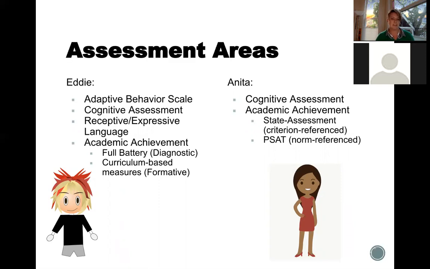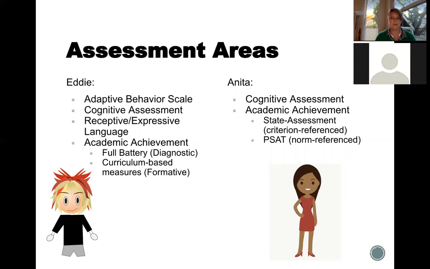He has concerns that his language development is delayed, so you would also look at receptive and expressive language tests. And then you need to show the academic impact. So of course you would have academic achievement, and you need to have it over multiple different environments. So it's helpful to look at diagnostics and formative assessments.